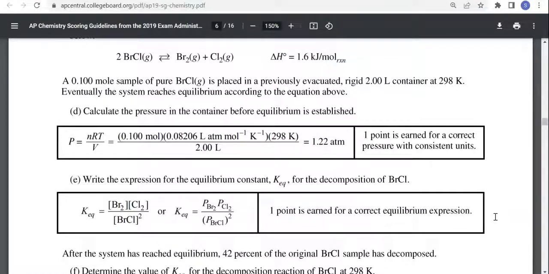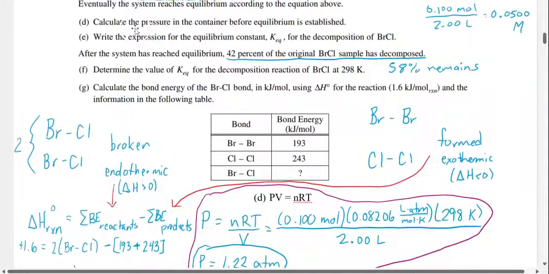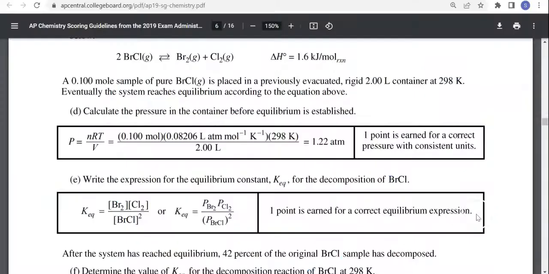And the answer key even mentions you can do either one. You can do concentrations or you can do pressures, but it should be Br2 times Cl2 on top and then over BrCl squared on the bottom, since BrCl has a coefficient of 2 in the equation. Okay, it's just a one-pointer.